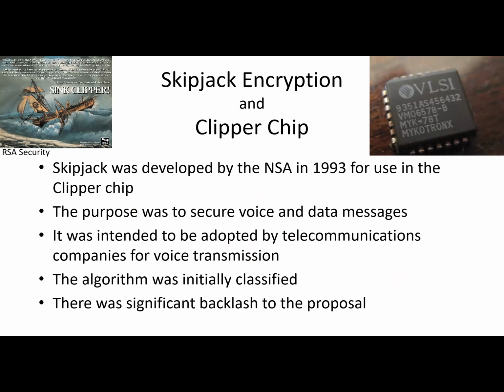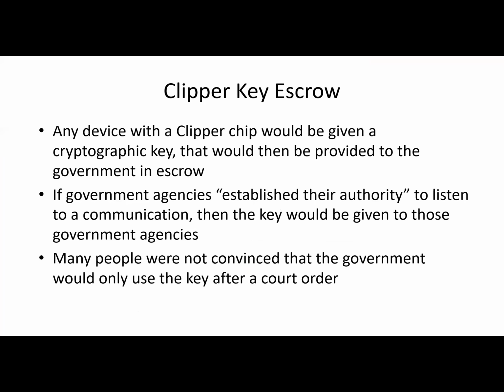And the algorithm was initially classified. We're not going to tell you what it was. And it had a backdoor. It was built in intentionally so that the government could decrypt it if it felt it needed to. So if somebody was using Skipjack to sell weapons or do some sort of terrorist activity, they could break in and find out what you said. That was not very popular with people. It turns out that almost nobody wanted an algorithm that the government could get into.